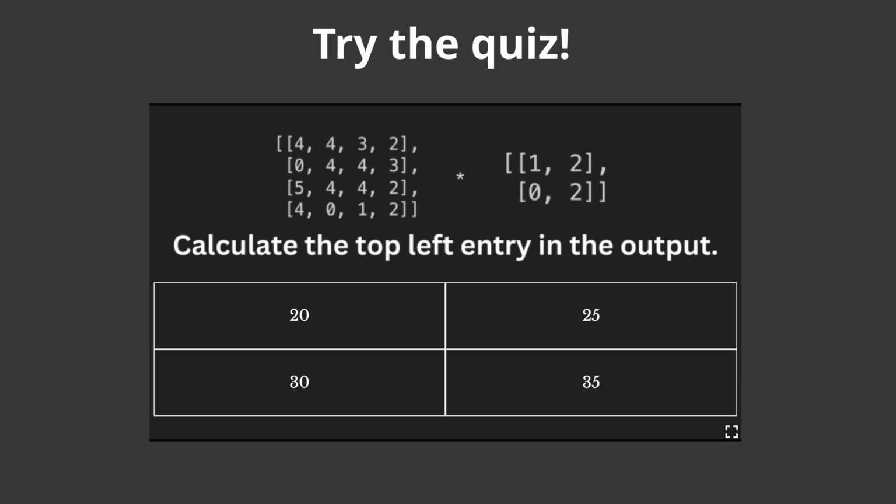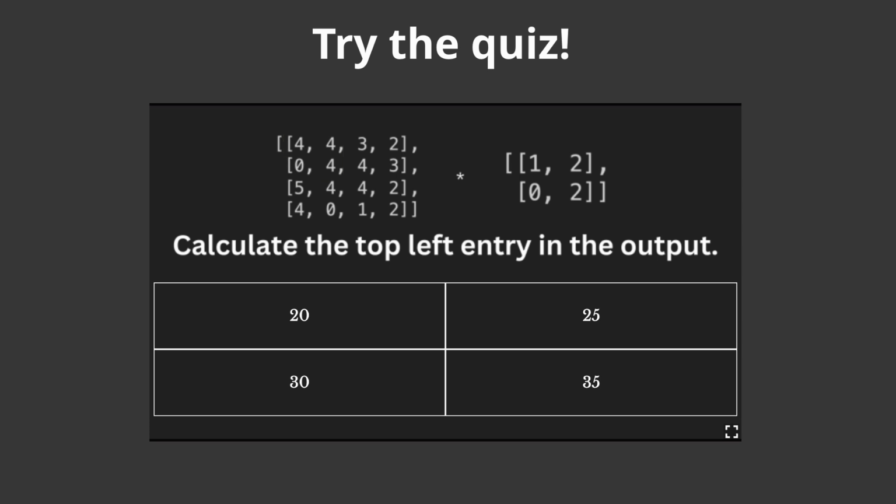But to get the top left entry in the output, we actually just care about that very first 2x2 block. So we overlay the filter over that 2x2 block over there, and then we look at the corresponding numbers, we multiply them, and then we add them all up together. That is simply how the convolution operation is defined.